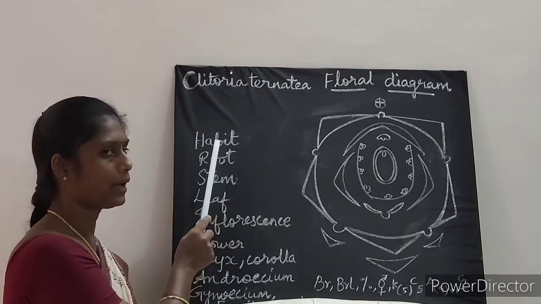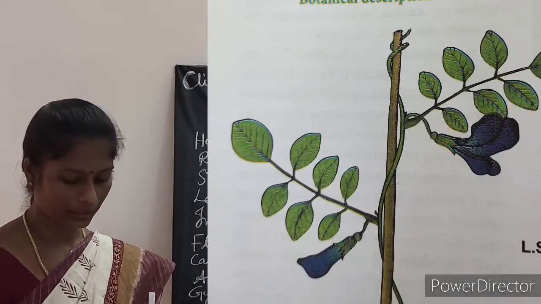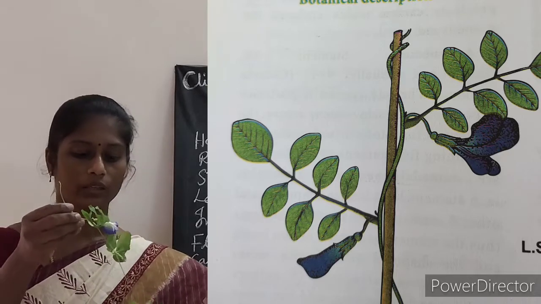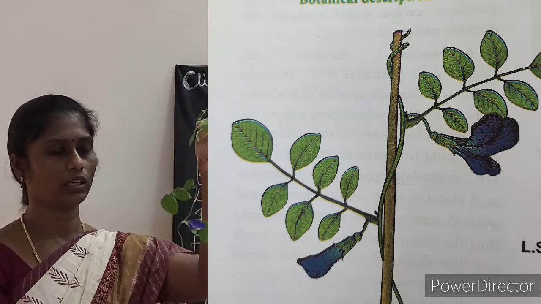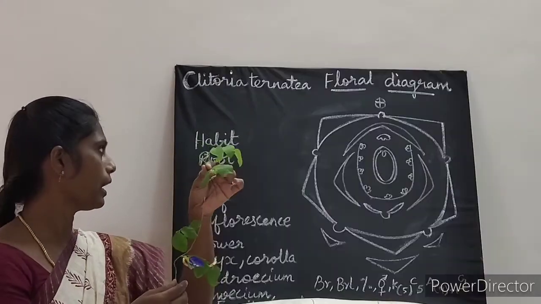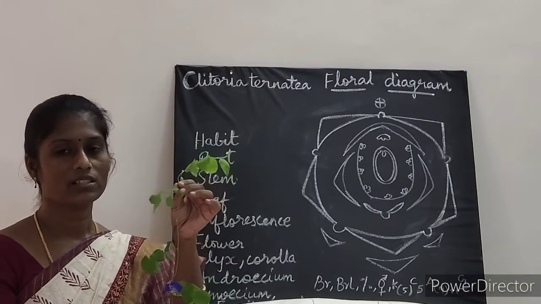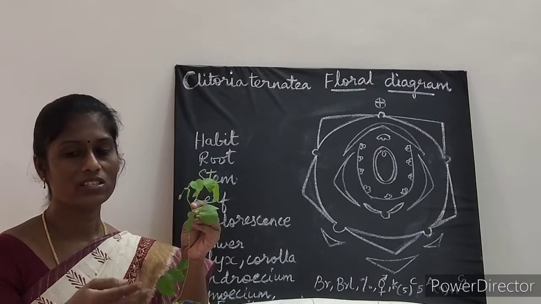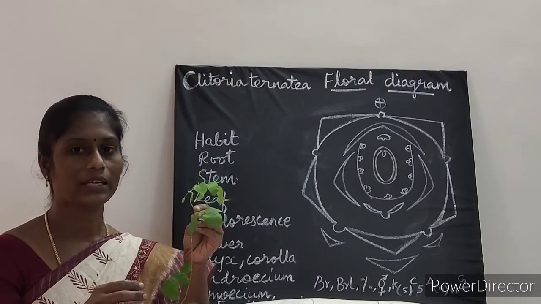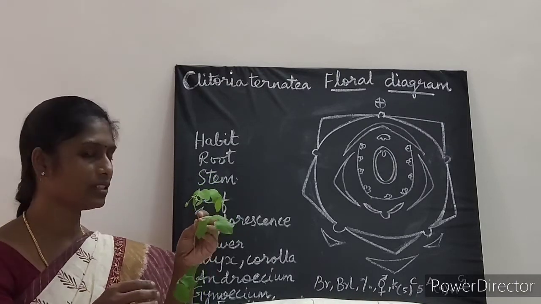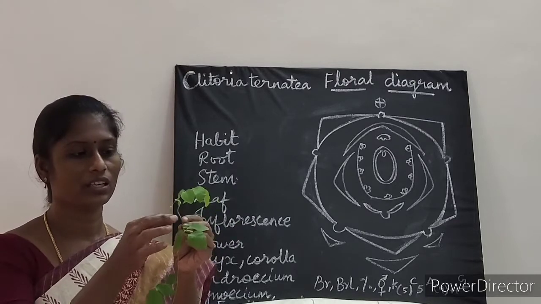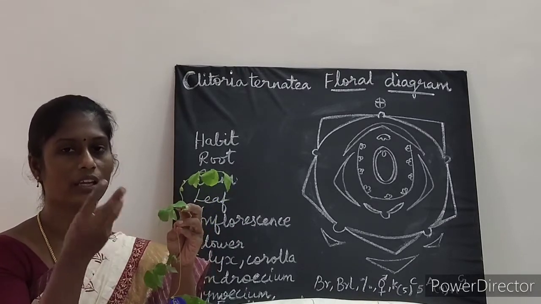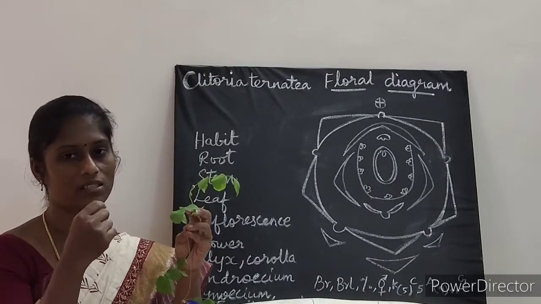Okay. Now the habit. Habit is twining climber. So this is the plant, Clitoria ternatea. It is a twining climber. And next one is root system. Since it belongs to a dicot family, it has a branched taproot system. Next character is stem. Here it is aerial, weak, and twining stem.